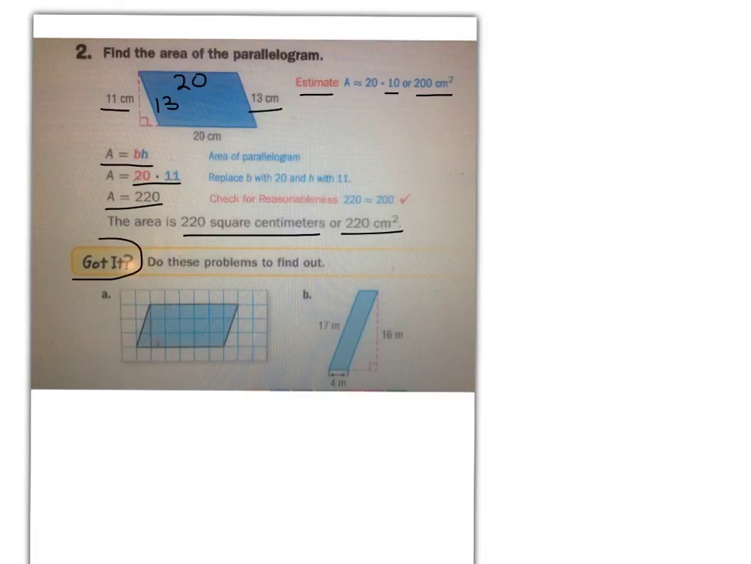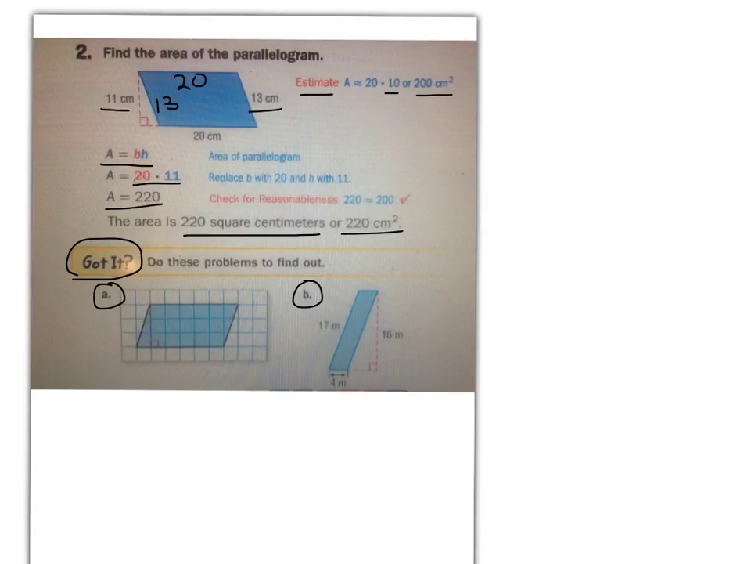Let's do a couple of practice problems. I'd like you to press pause and try to calculate the area of these two parallelograms, and then come back to check your answers. I will have Porky come back and give you the answers to these two problems.